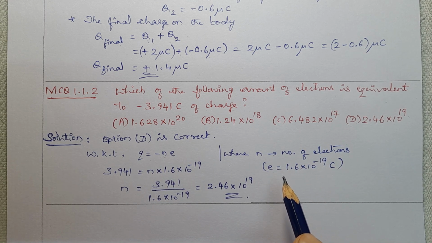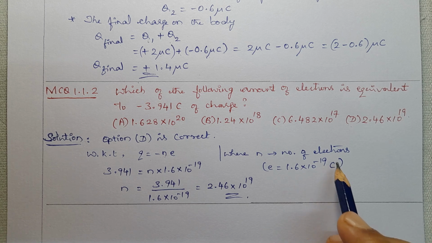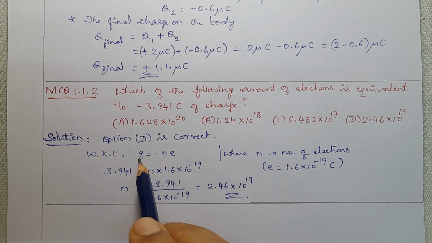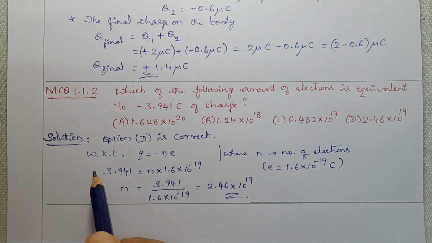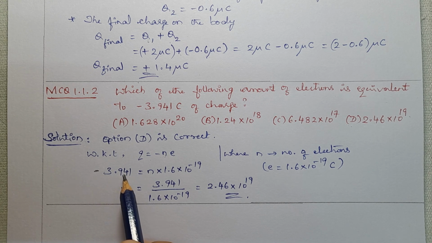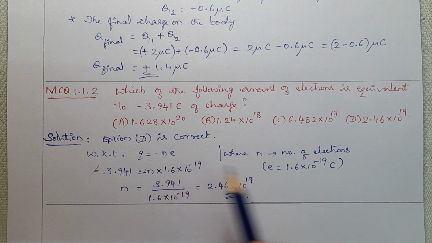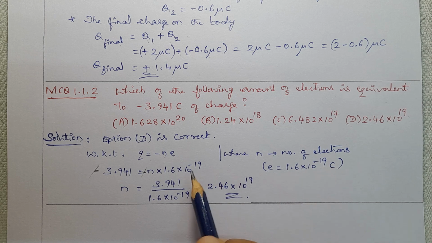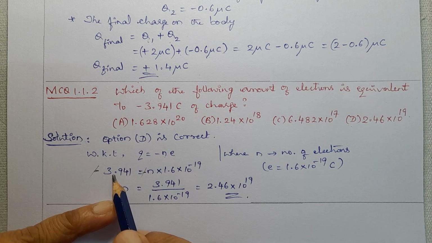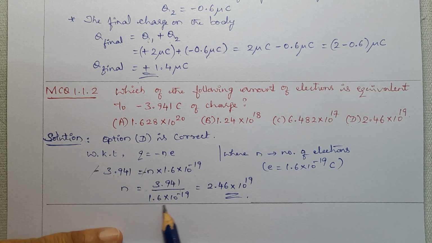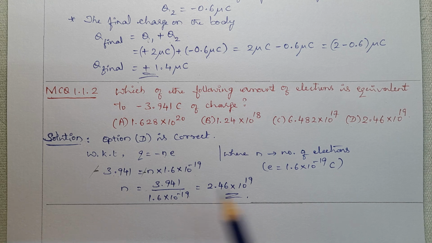The charge of an electron is 1.6 into 10 to the power of minus 19 coulomb. The charge value given is minus 3.941, so minus 3.941 equals minus N into e, and this minus gets cancelled. N into e, where e is 1.6 into 10 to the power of minus 19 coulomb. Then N equals 3.941 divided by 1.6 into 10 to the power of minus 19.